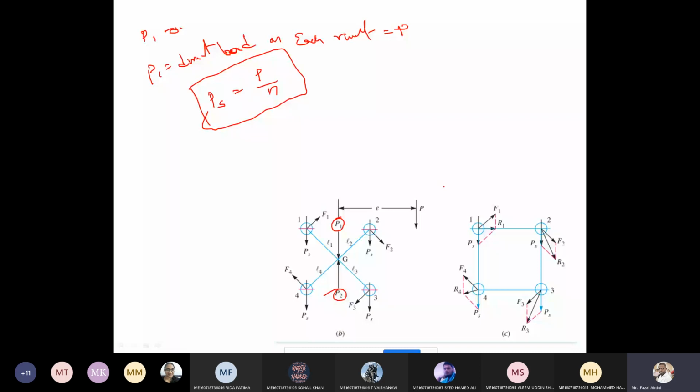Now we are introducing another load, P2. So how much is this P2? To calculate P2, we write P into E. It means P1 is responsible for the direct loading, meaning the self weight.